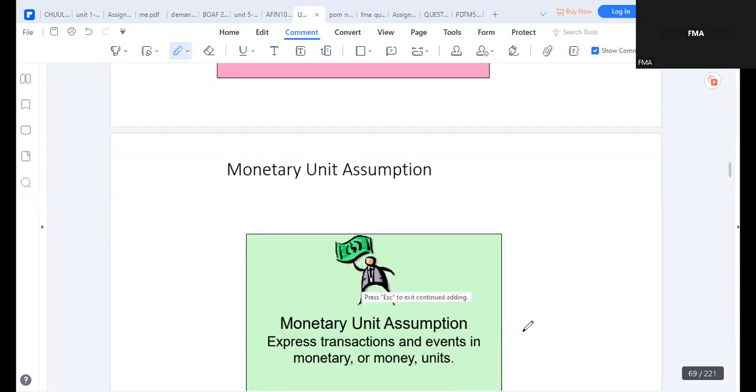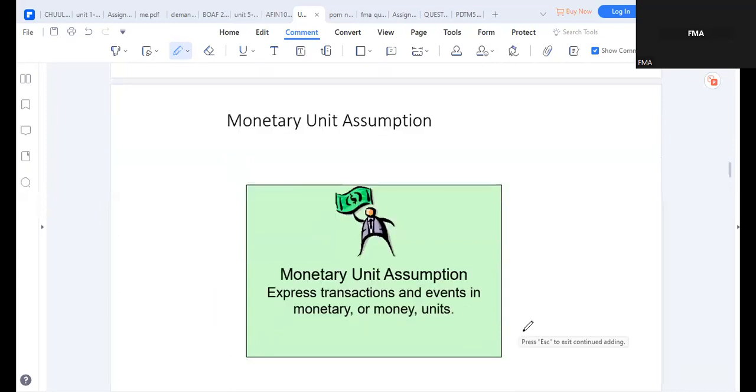The monetary assumption simply expresses the concept that you should always report in currency form, in monetary form, like I mentioned in the preamble. We're not in the Stone Age, where we would use barter or ivory to represent the value of the firm.